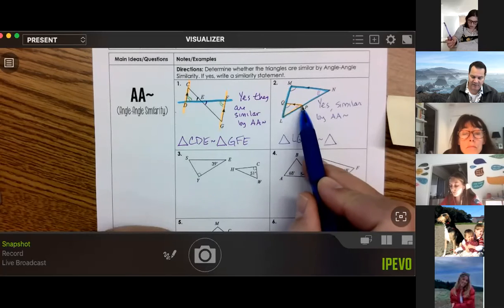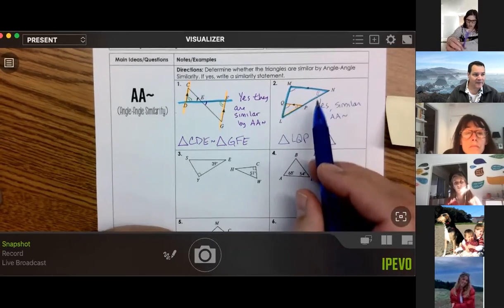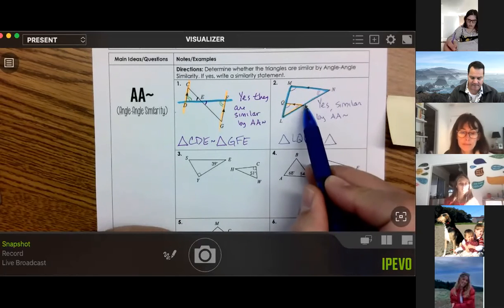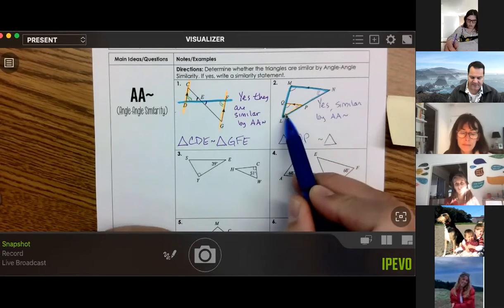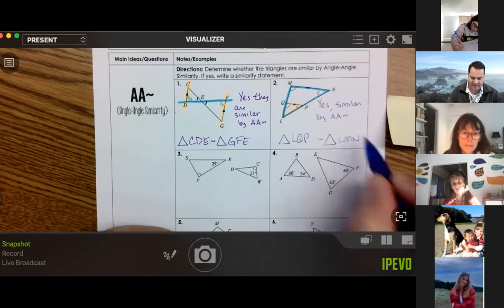So LQP matches to what? Okay, close. Somebody sent me PMN. P isn't the tip of the triangle, right? So LMN is what we want to see there. LMN, good.